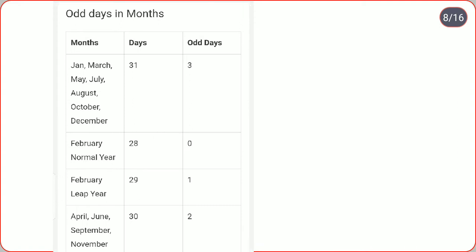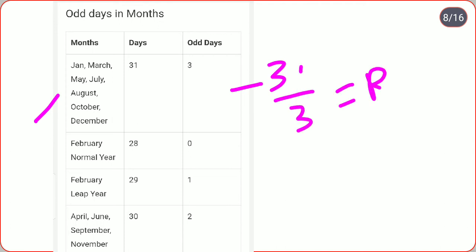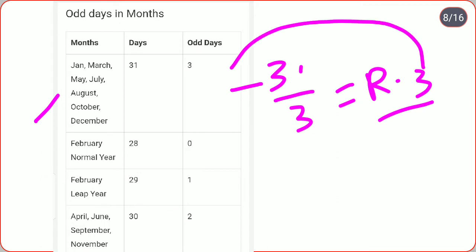These are the odd days in the month code. January, March, May, July, August, October, December: these months have 31 days. So 31 by 7, remainder is 3, that is 3 odd days. February in a normal year has 28 days. 28 days divided by 7 is 0 odd days. February with 29 days is 1 odd day.